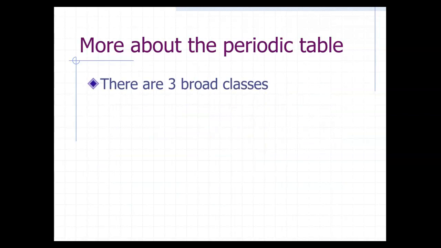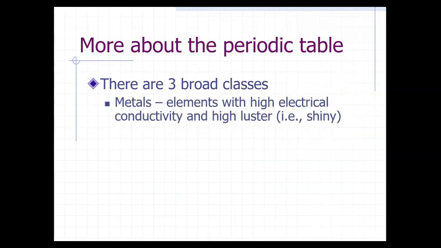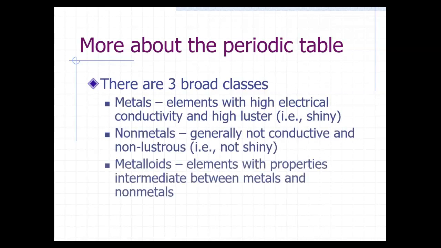There are 3 broad classes of types of elements, and those are metals, nonmetals, and metalloids. Metals are very similar in a lot of their properties. They have high electrical conductivity. They're very lustrous, that is shiny. They can be drawn into wires. They can be hammered. They all are fairly similar in their properties.